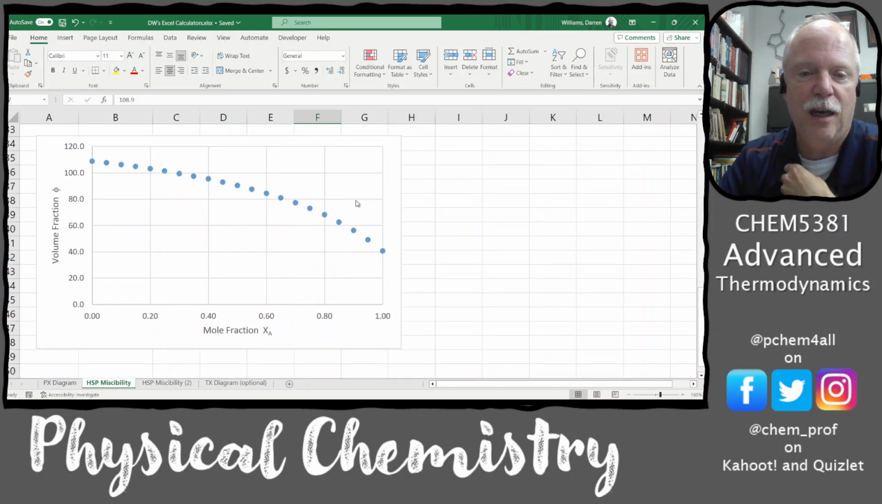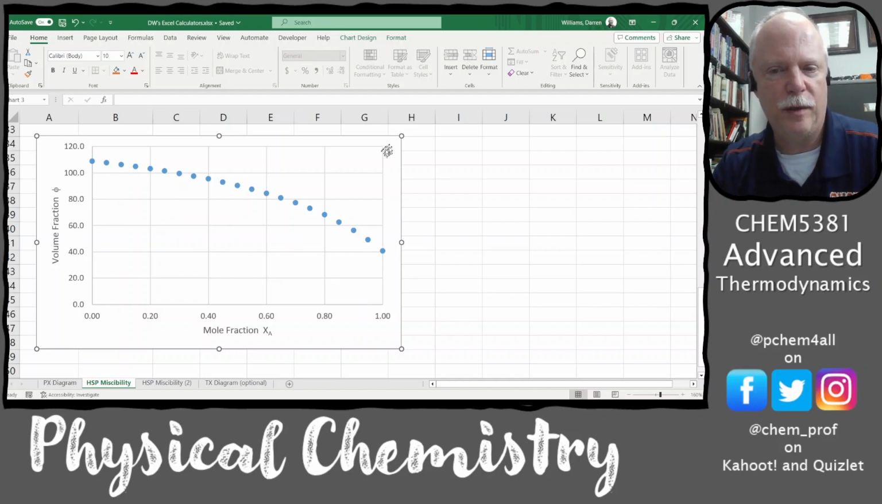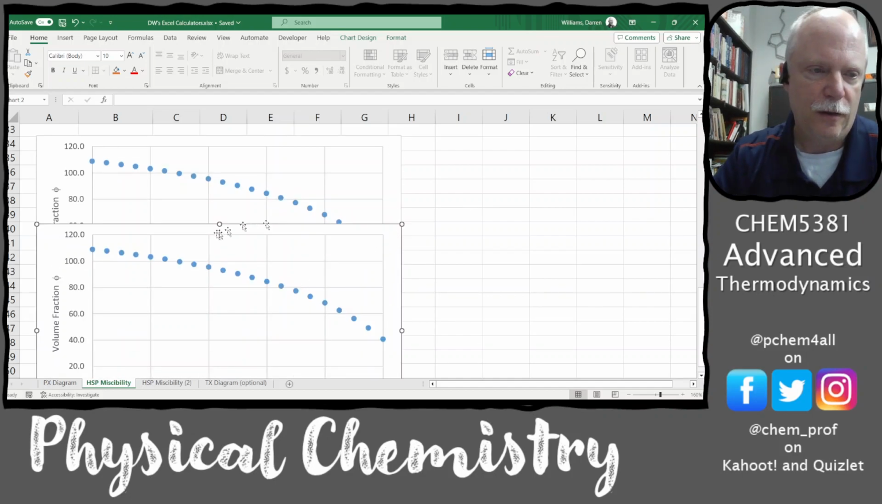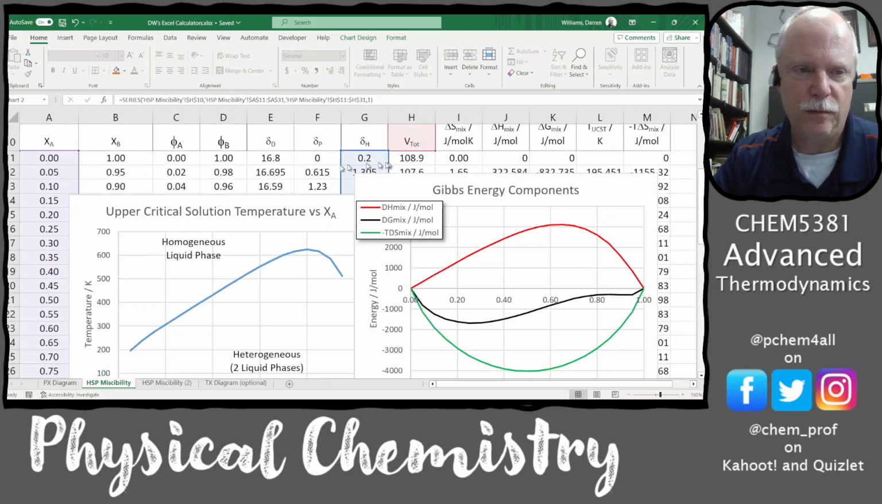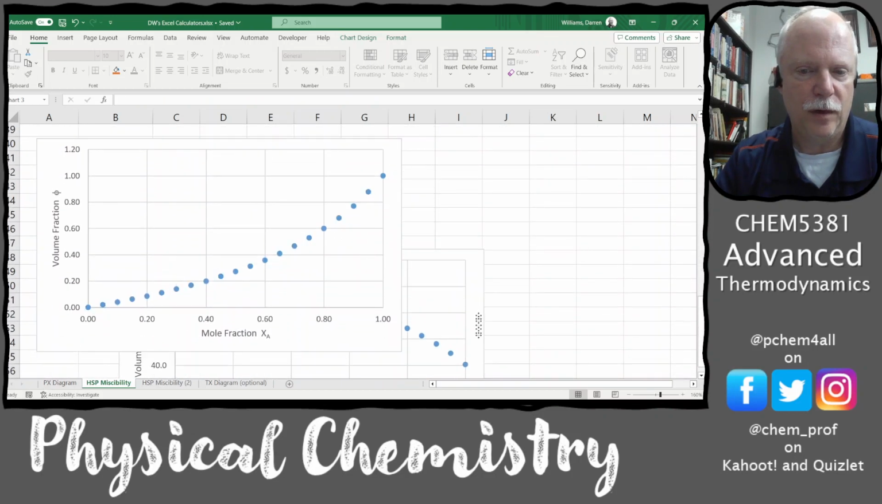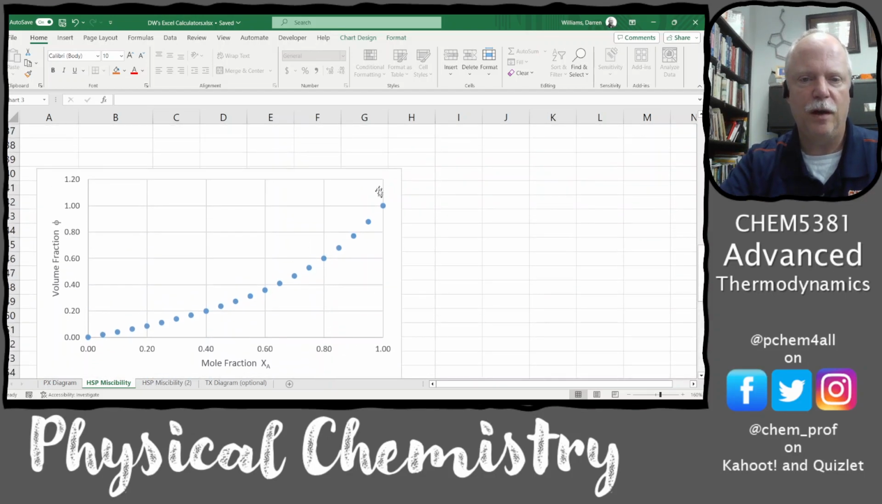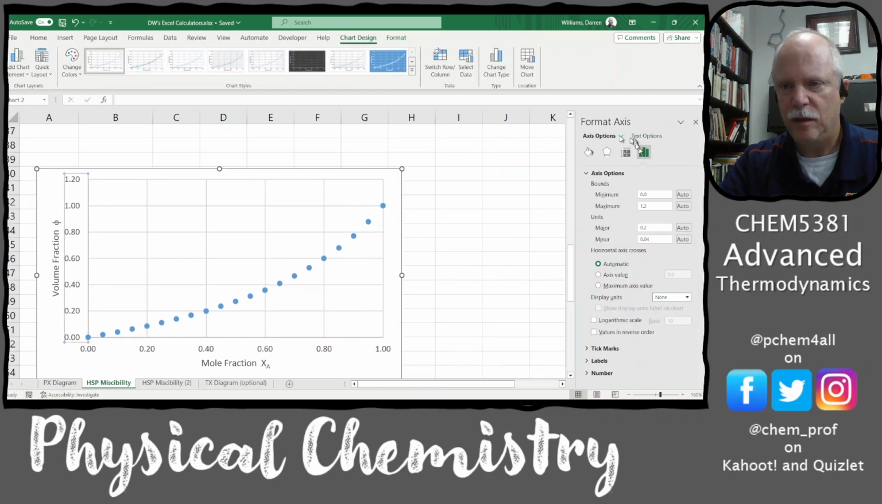So if you wanted to just check that, here's a plot of the volume fraction versus the mole fraction. So you can see, actually, that's the molar volume versus the mole fraction. Let me actually plot what I'm talking about. So I'm going to change this data up here from this column to this column. So this will be the volume fraction of A versus the mole fraction of A. Let me get rid of this chart. They both go from 0 to 1. Okay. Let me just clean this up.